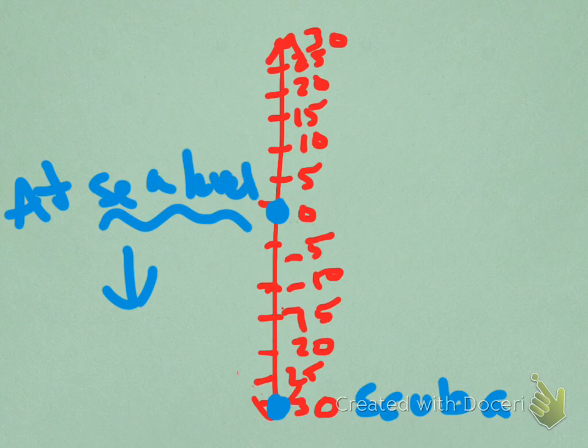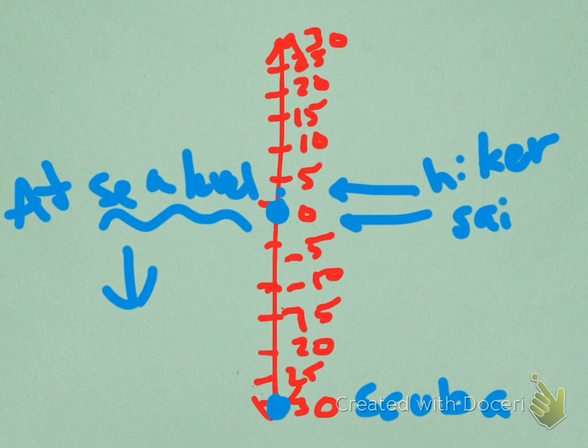Okay, and the last one, if I was to say the hiker is 2 miles above sea level, go ahead and write your answer and then pause. Okay, so the 2 would be a little bit above the 0. And that's where the hiker would be. And then again, the sailor would be at the 0 mark.